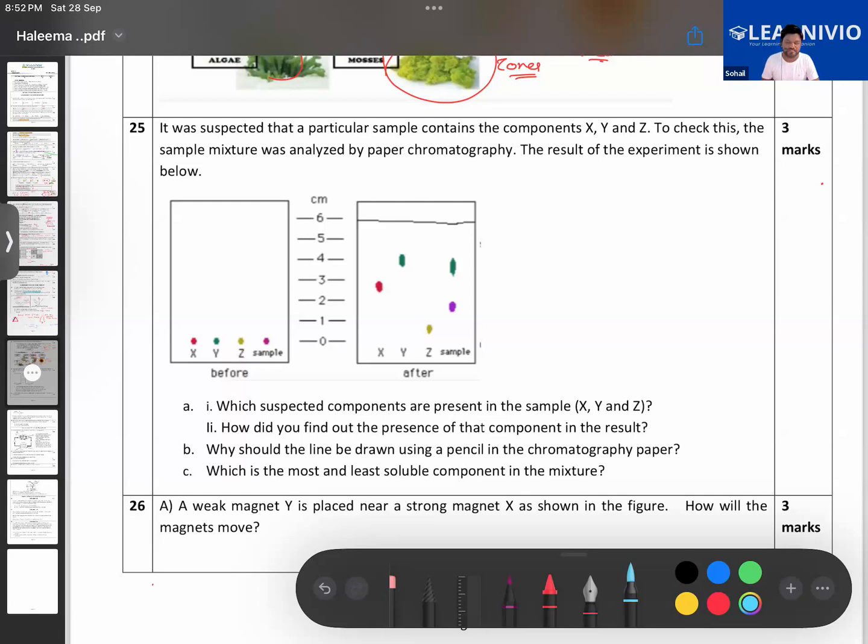Sir, in the paper chromatography, we can put an ink color, and then we can check how much the length, or how many centimeters it goes in the water. That will be basically telling you the amount of the different substance present in the mixture.